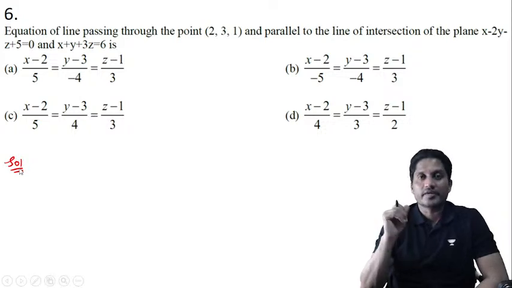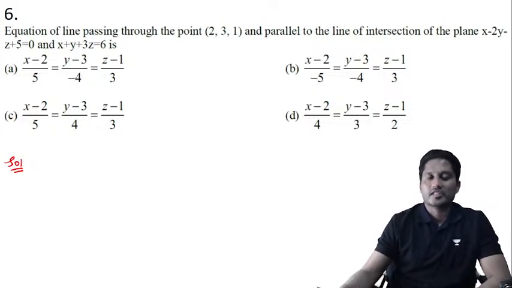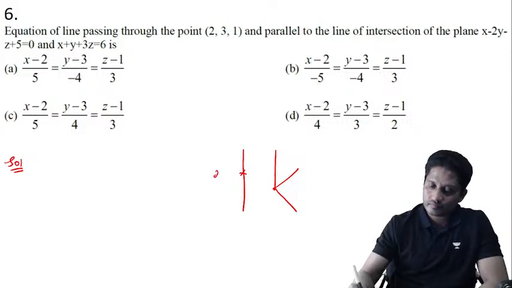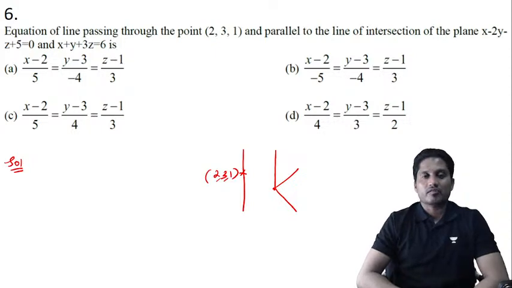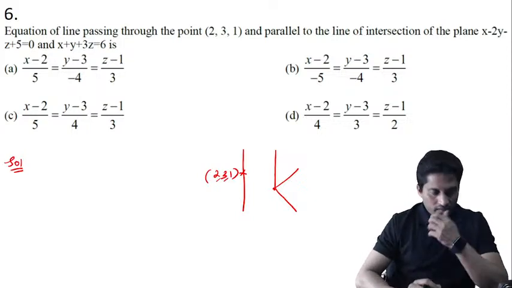Question number 6: equation of the line passing through the point and parallel to the line of intersection of the planes. See, suppose you have two planes, equation of the line passing through 2, 3, 1. This is a previous KCET question only. Equation of a line passing through 2, 3, 1.